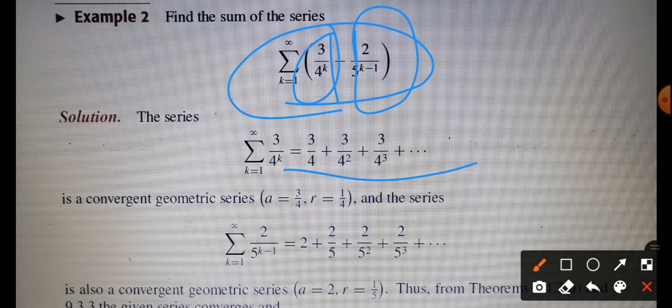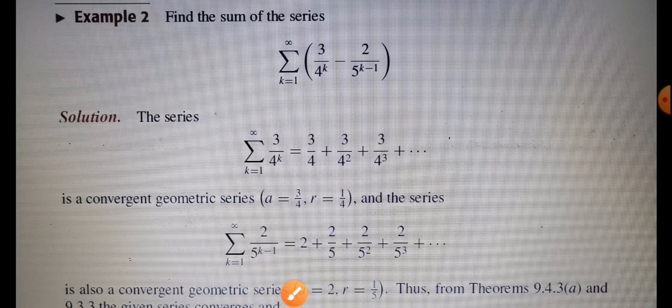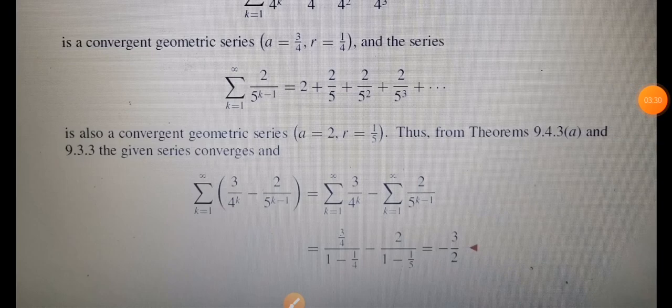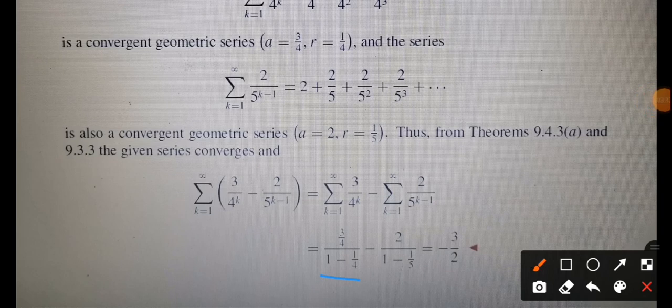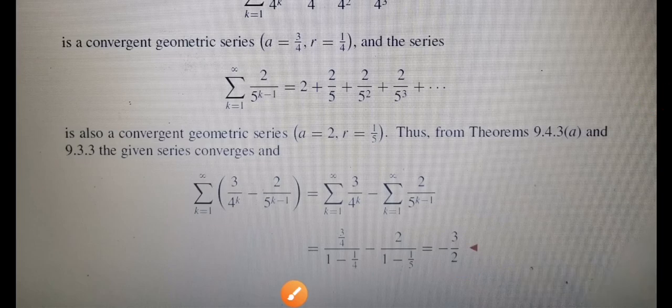And the second series will be summation k varying from 1 to infinity of 2 over 5 power k minus 1. Again it is a geometric series with a equal to 2 and r equal to 1 by 5. So in both cases r is less than 1, so we are able to find the sum of these series. And here you can see that we have applied the summation formula separately on the two series, and the answer is minus 3 by 2.